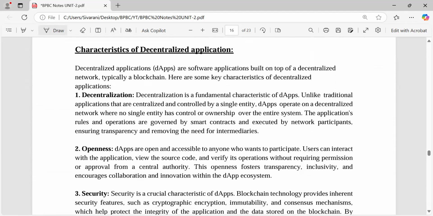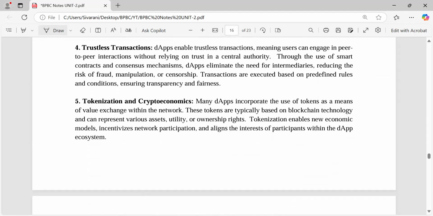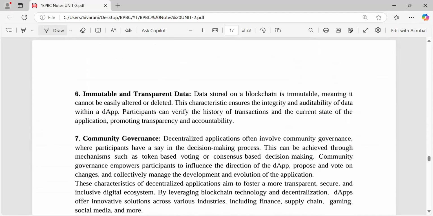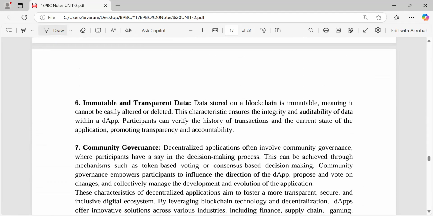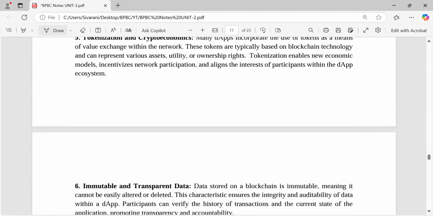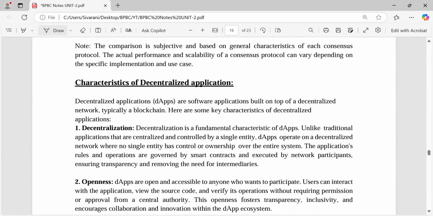And what are the characteristics of decentralized applications? Decentralized applications follow decentralization and openness, security, trustless transactions, tokenization and cryptocurrency, immutable and transparent data, and community governance. What are the main features of the blockchain is also the characteristics of decentralized applications. Why are we following the decentralization process for the blockchain, right?